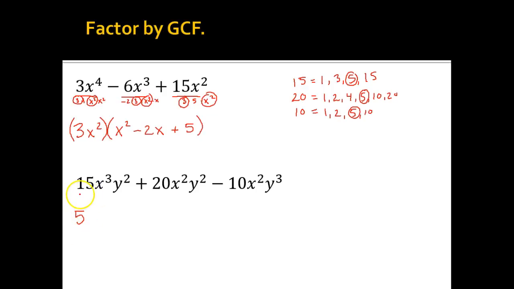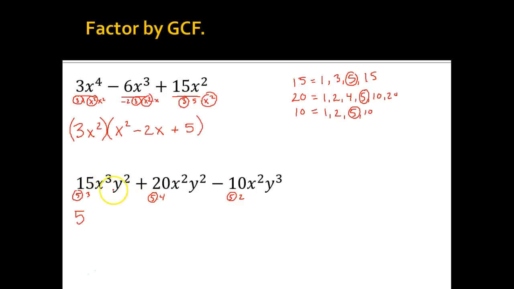It helps me to write the factors down below, so I'm going to say 5 times 3, 5 times 4, and 5 times 2, just so I can get my number one. I can see the common number factors are all 5, but also I can see what's left over when I divide out the 5, what's left over. So I could do that mentally if I wanted to, but it helps me to write it down.